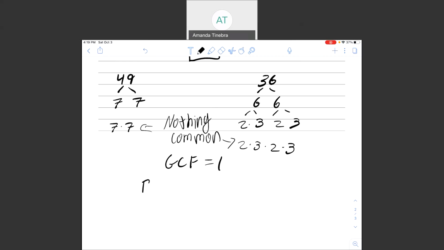Which means that these two numbers are called relatively prime. So if you're ever working on a problem and you get to a place where you say, there's nothing that's common, there's nothing on both of those lists, that means the two numbers that you're looking at, in this case 49 and 36, those are called relatively prime.